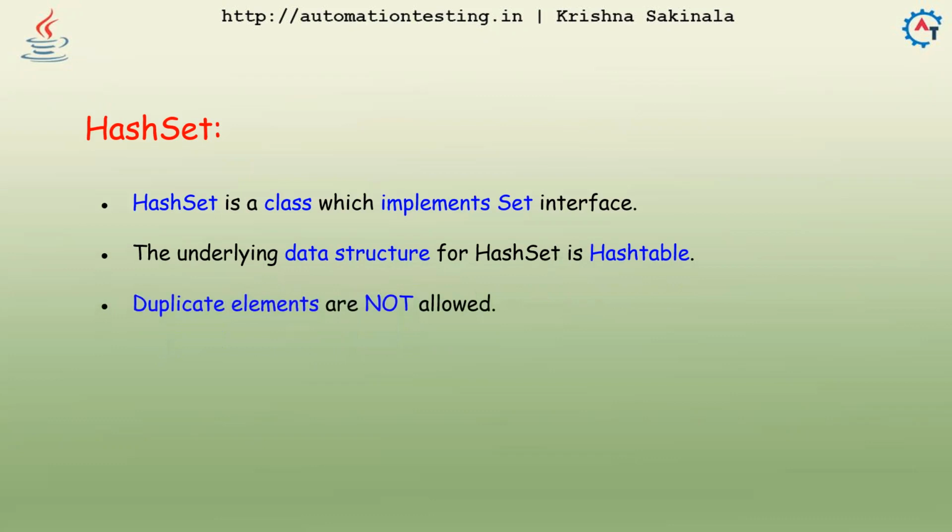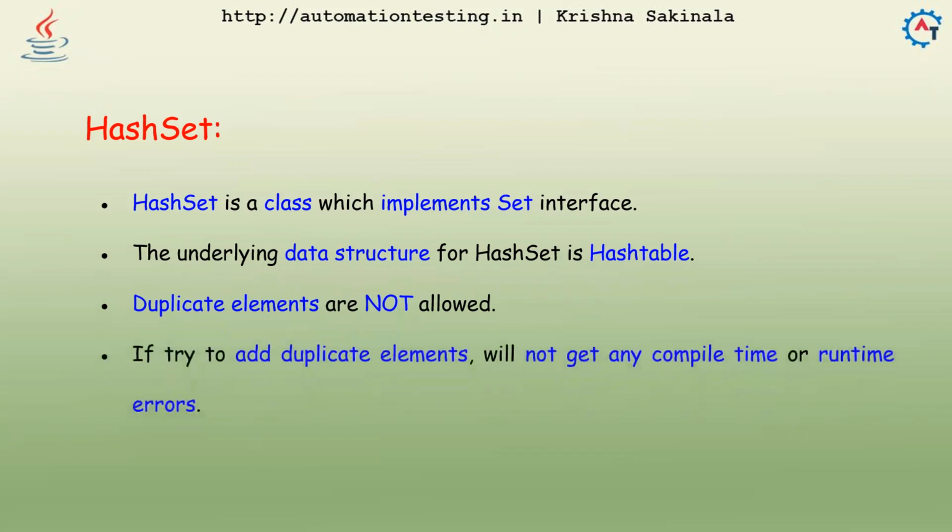In our previous video, we already discussed the set interface. Set will not allow duplicate values, so HashSet will not allow duplicate elements. If you try to add duplicate elements, you will not get any compile time or runtime errors or exceptions, but the duplicate will not get added to the HashSet. We will see this with an example.